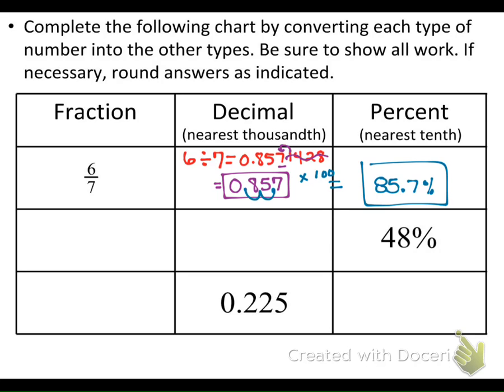Now, if you notice, I did show my work. I showed my work in two different spots. You cannot just put 85.7 and expect to get credit. I either need to see this or I need to see the times 100 to show me how you got there.